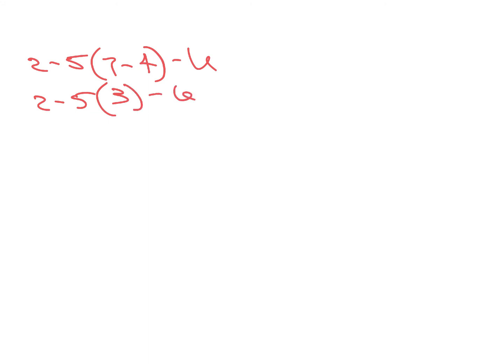PEMDAS says after we do parentheses and exponents, we do multiplication. So we don't do anything with the minus sign, but we do multiply that. And now all we have left is subtraction. 2 minus 15 minus 6. Well, let's change those to plus signs.